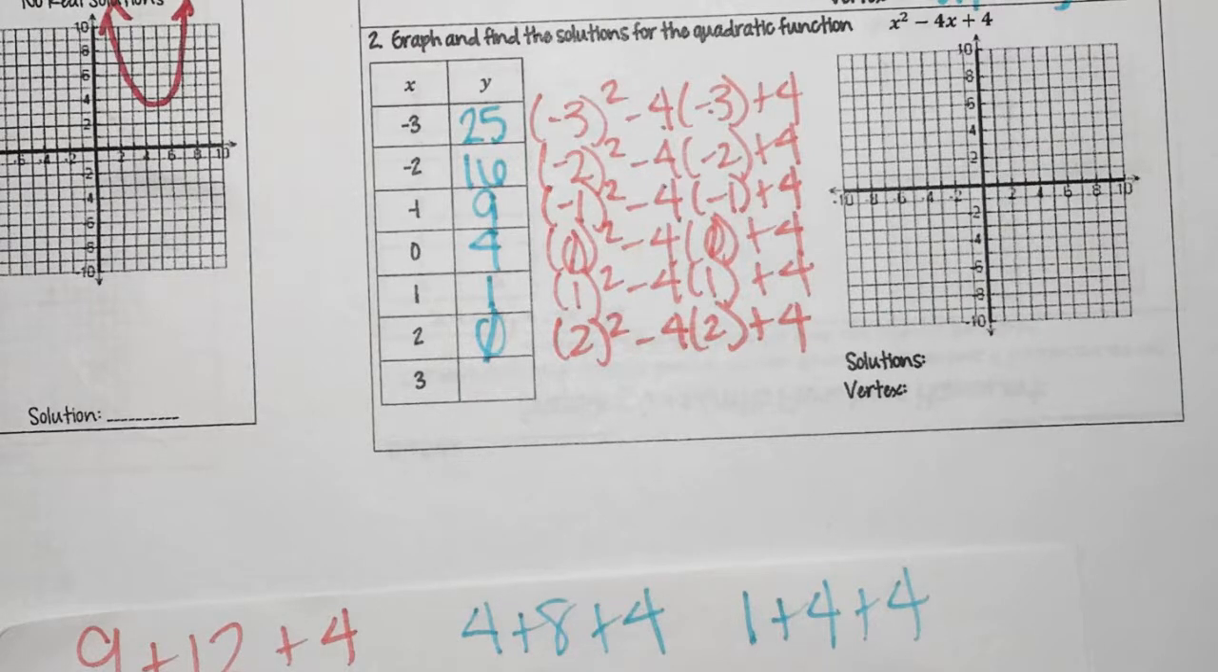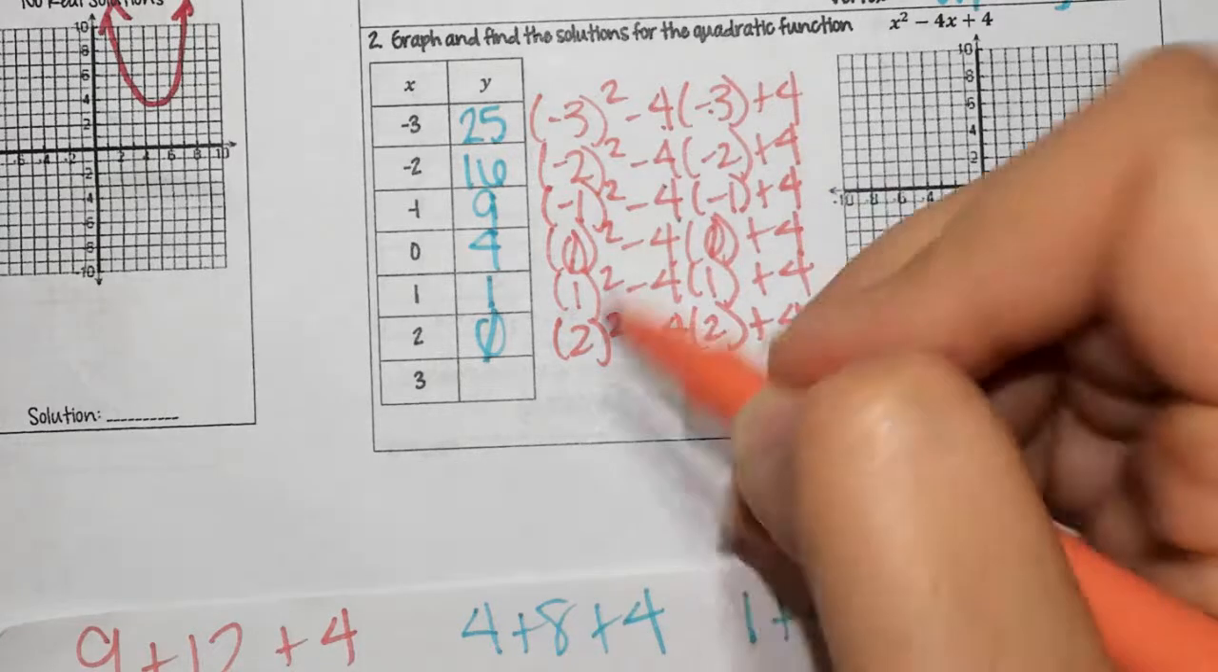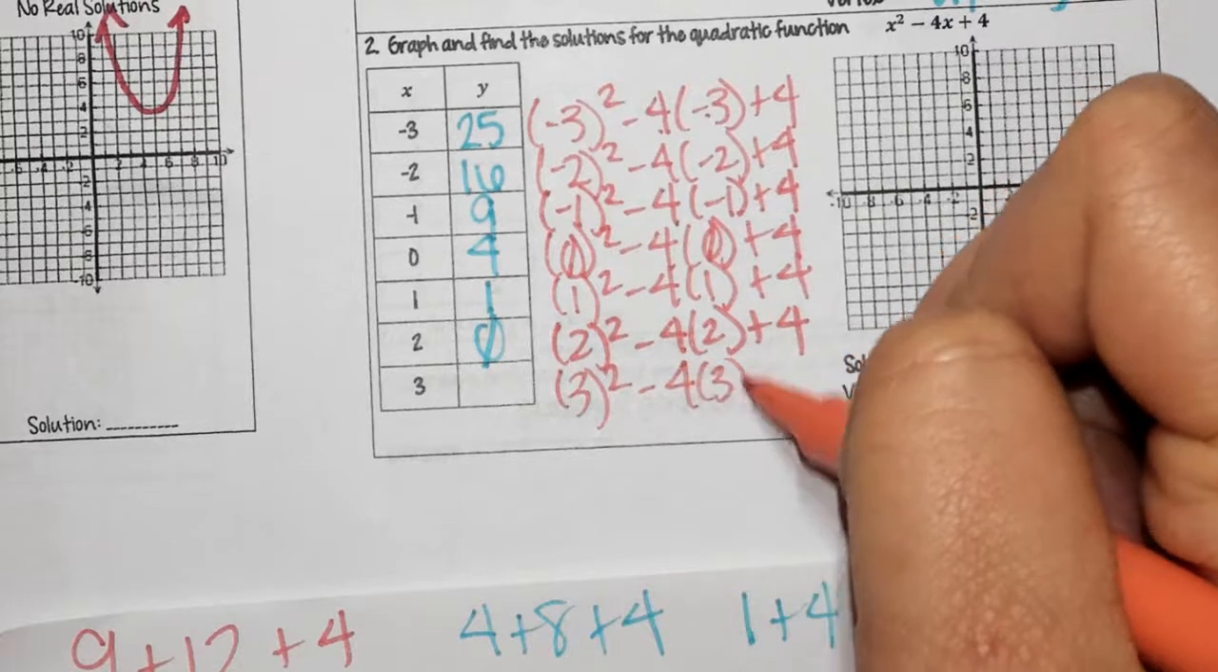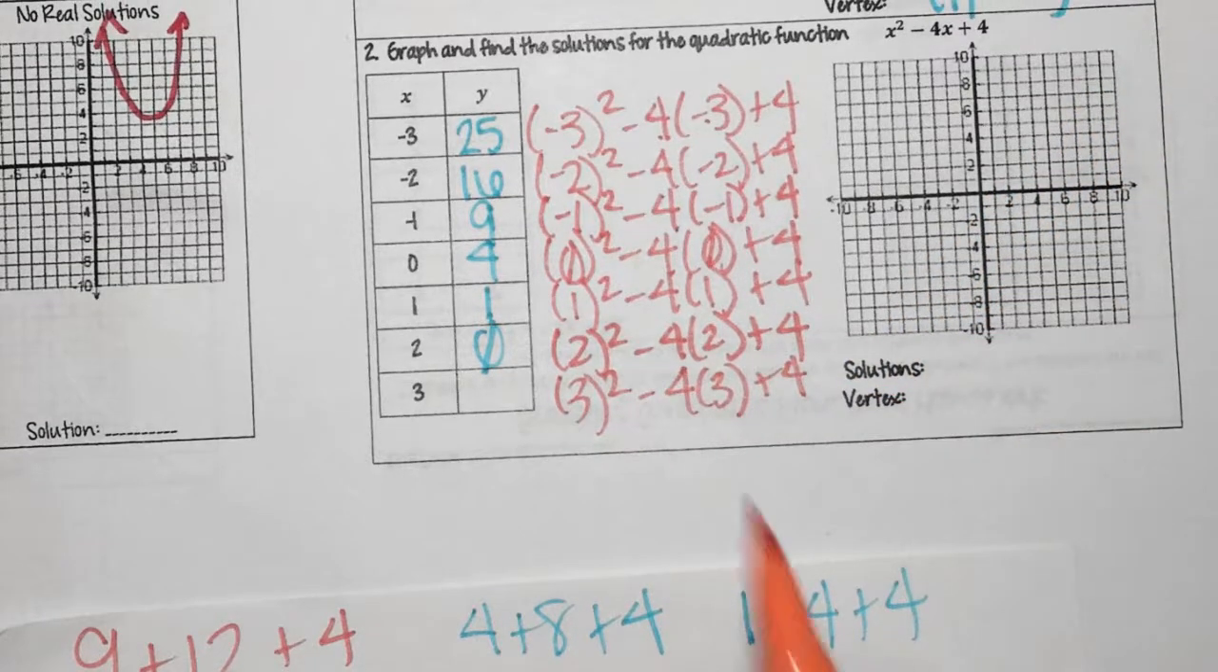Now, what do you think is going to happen here? It's going to go back up. You think it's going to start going back up now? It's going to be 1. Let's see. Alright, so we have 3 squared minus 4 times 3 plus 4. Alright, what's 3 squared? 9.